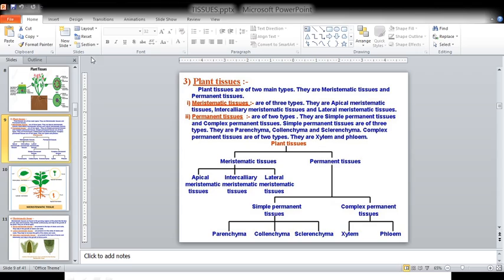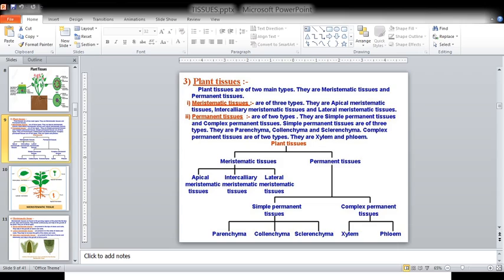Clear? So I have written here the location and function. Here also location, function, location, function. Like that you have to prepare a chart, or you can draw a table with type of meristematic tissue, location, function. That table you can draw, and you can write short notes. So you only have to prepare about the meristematic tissues logically.